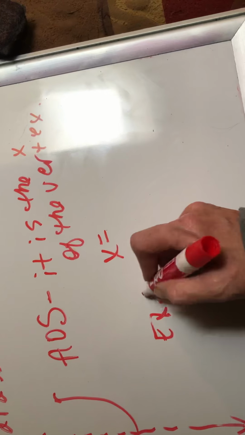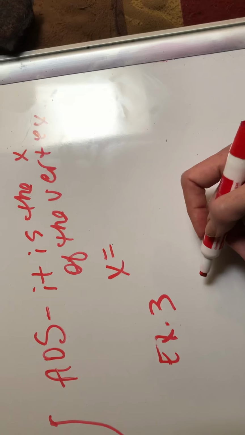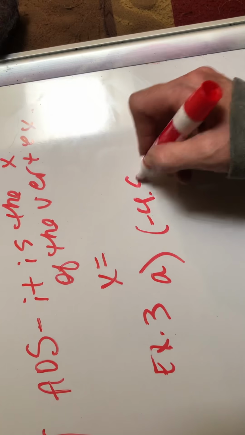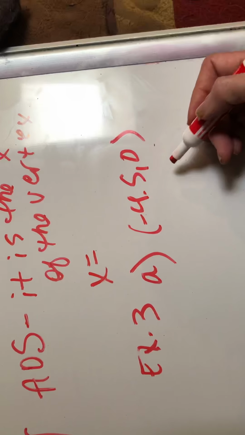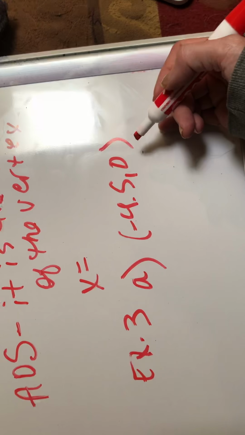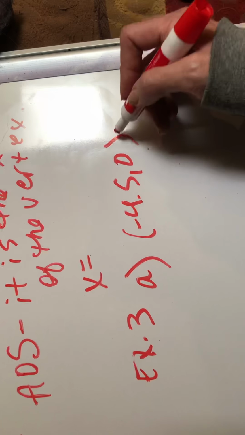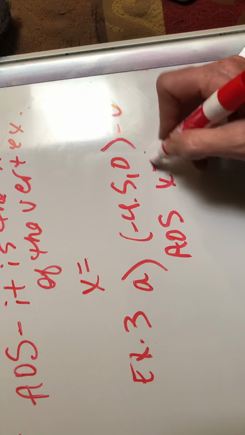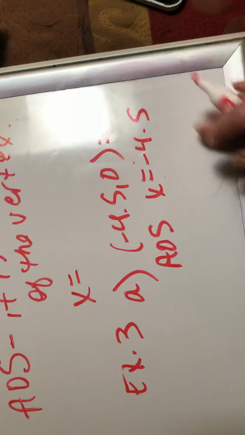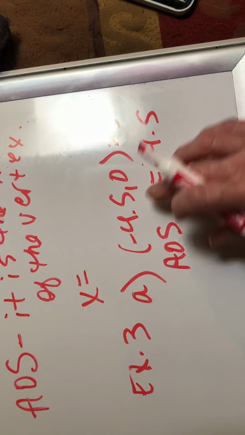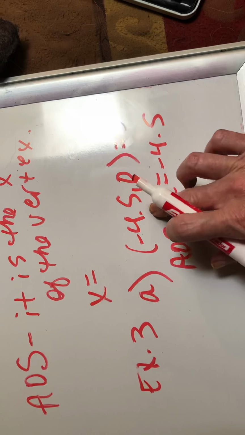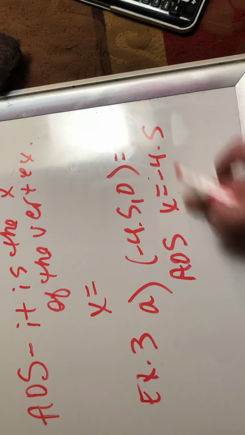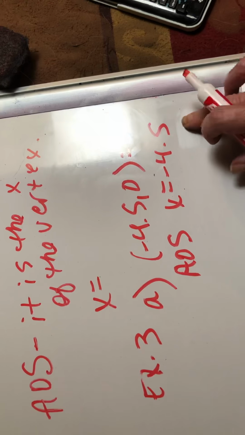So if we look at example 3 on A, the vertex they've got written there is (-4.5, 0). It's actually written in the book. They give you the vertex. This is your vertex. So your axis of symmetry would be x equals -4.5. It would be the x coordinate of your vertex. -4.5 is the x coordinate of the vertex, so the axis of symmetry is x equals -4.5. You've got to put the x equals because it's linear, okay?